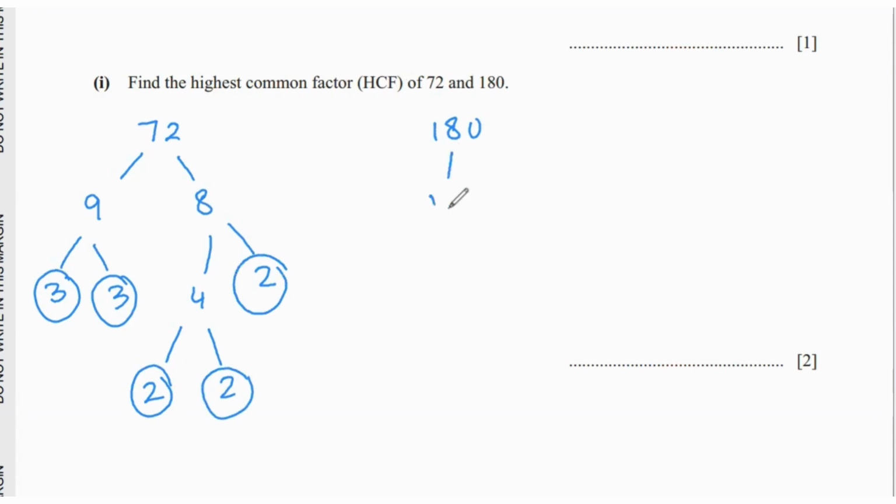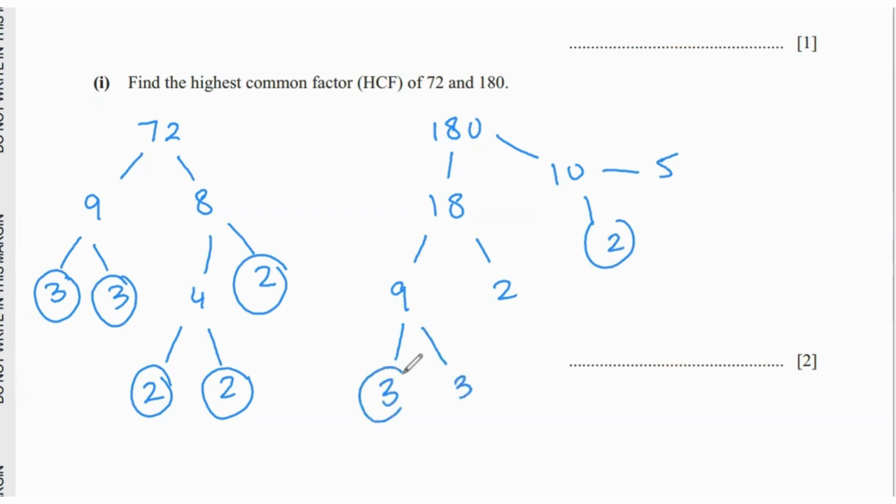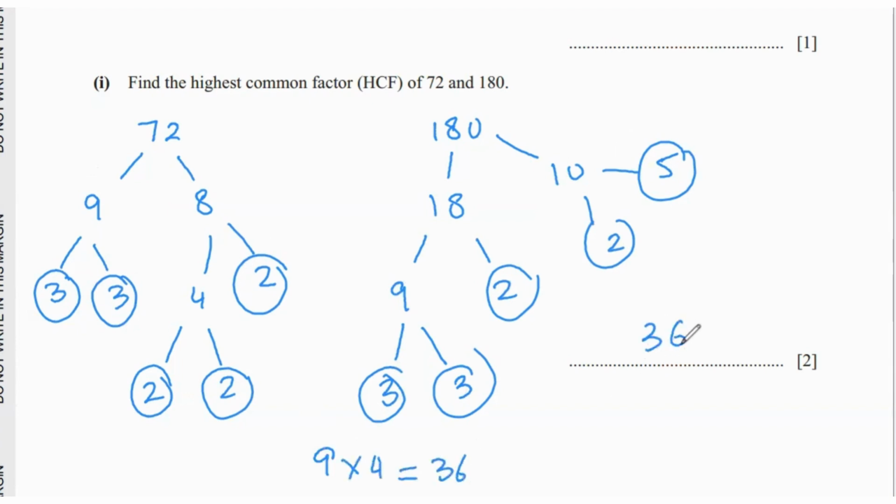And for 180, it's 18 times 10. That is 9 times 2. That is 5 times 2. 9 is 3 times 3. So as you can see, 9 is common and 4 is common. So 3, 3, 2, 2. So 9 times 4, 36. 36 is your highest common factor.